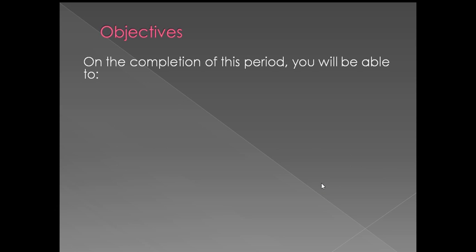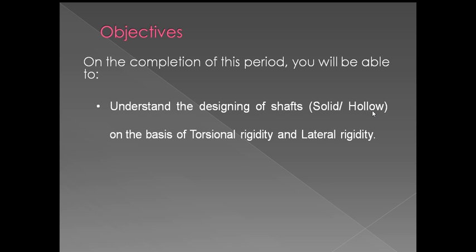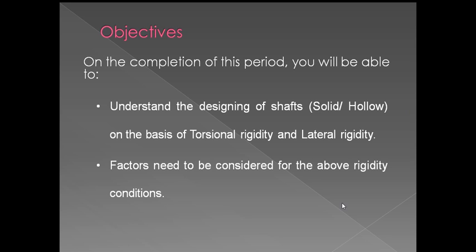Next in this chapter, on the completion of this period, you will be able to understand the design of shaft on the basis of torsional rigidity and lateral rigidity. Here we are discussing the design of shaft based on rigidity. We have two types of rigidities: one is torsional rigidity and the second one is lateral rigidity. We will discuss these, and the factors to be considered for the above rigidity conditions.